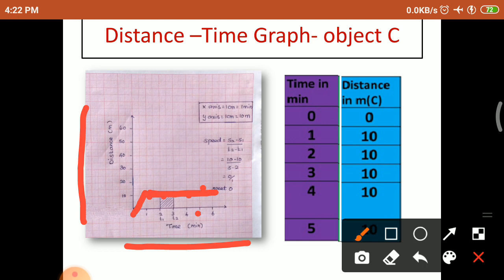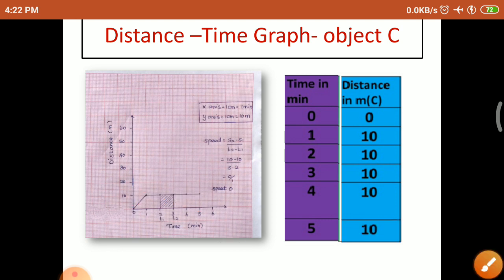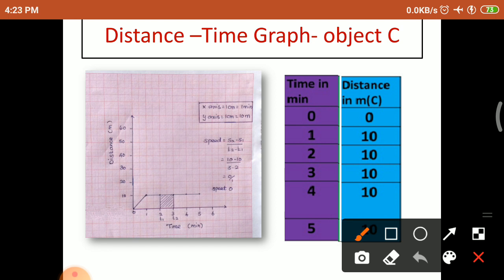So how to calculate the speed of this object? Speed equals (s2 minus s1) by (t2 minus t1). If you draw perpendicular lines to the x-axis and y-axis, on the y-axis the s2 and s1 values are the same, so 10 minus 10. The t2 value is 3 and the t1 value is 2, so 3 minus 2. 10 minus 10 is 0, 3 minus 2 is 1. So 0 by 1 is 0. So speed equals 0, which means the object does not cover any distance. The object does not move.